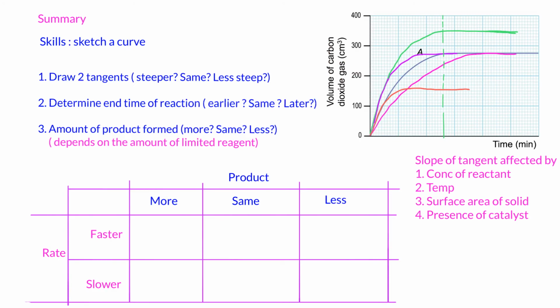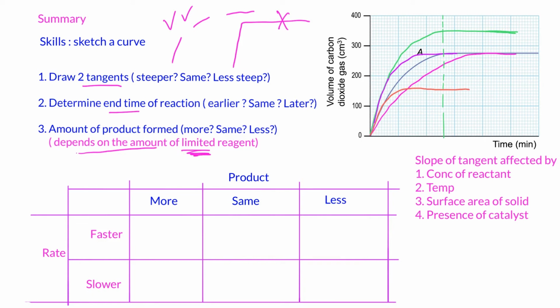So, summary of the skills in sketching the curve: you may consider drawing two tangents to make a smoothly changing curve, instead of the last one that I've drawn, which just changes like this. This is not good. This is much better. Drawing two tangents can help you with that. Determine the end point, the end time, whether it will be earlier or later than the original one, and also the amount of product. It has to depend on the limiting reagent.